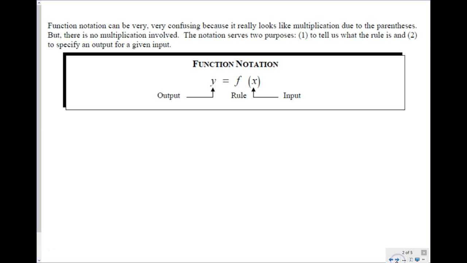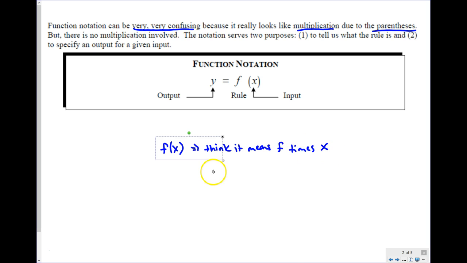This is really important. Function notation can be very, very confusing, and I know that. I've taught this several years now, and many students tend to think that, because it looks like multiplication due to the parentheses. When I write f parentheses x, you may think it means f times x. That is not what this means, right? That's incorrect. Parentheses in this case do not mean multiplication.